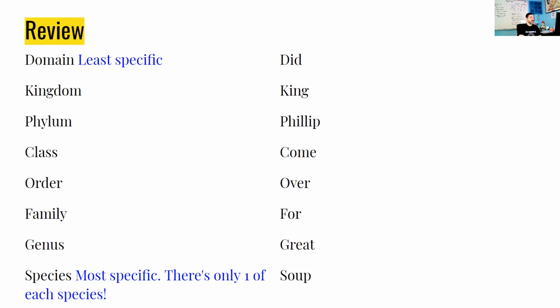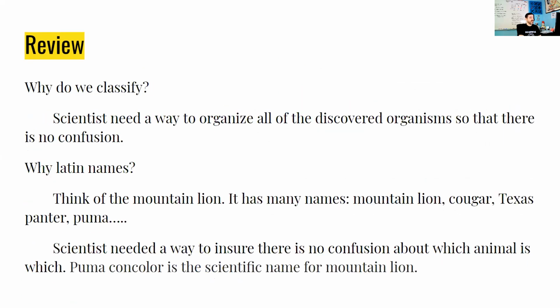All right. But I do want to go back just real quick. After all of that, looking at cladograms, looking at dichotomous keys, and then talking about the actual breakdown of classification that we use from domain all the way to species. Once again, what's the point? Why do we classify? And if you notice here, we just wanted a way to organize all of these newly discovered species so that there's no confusion, right?